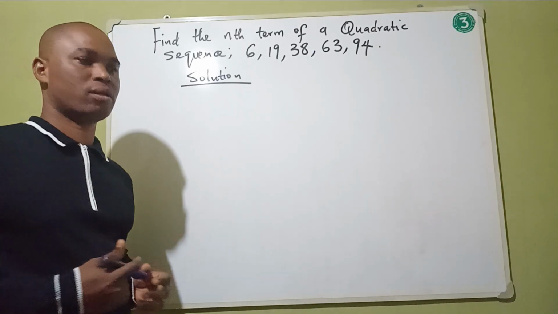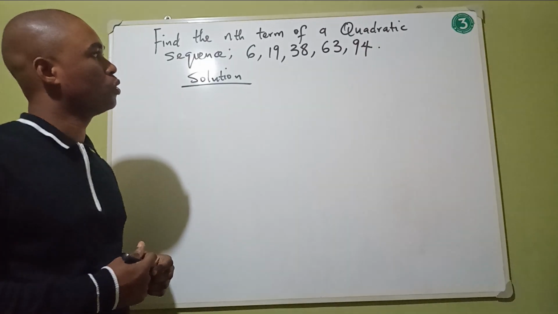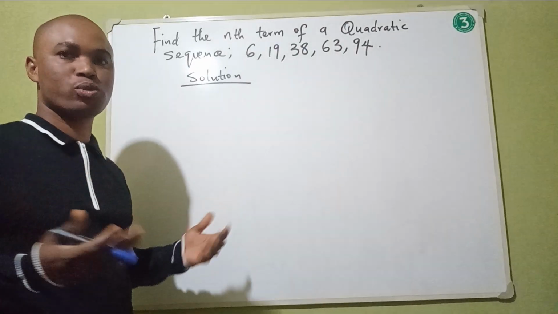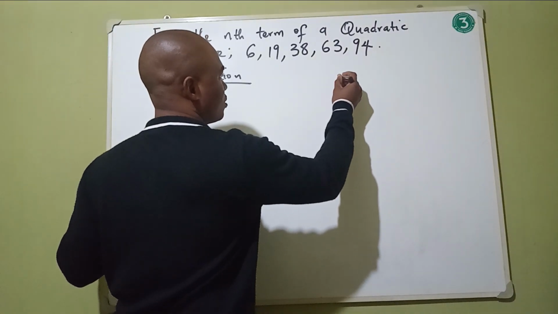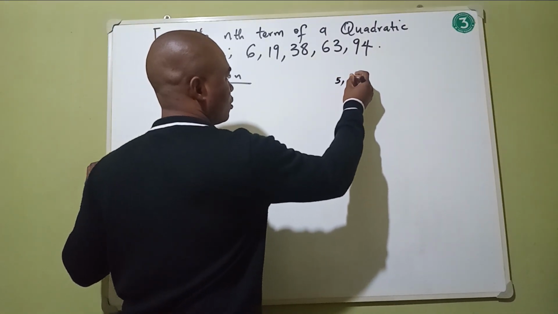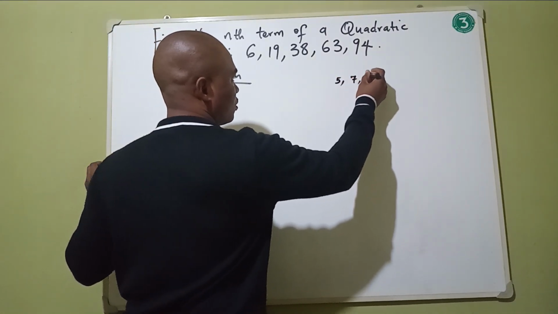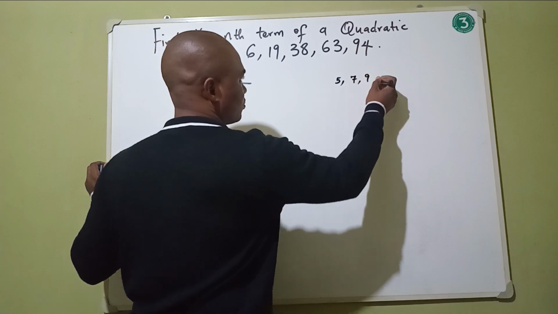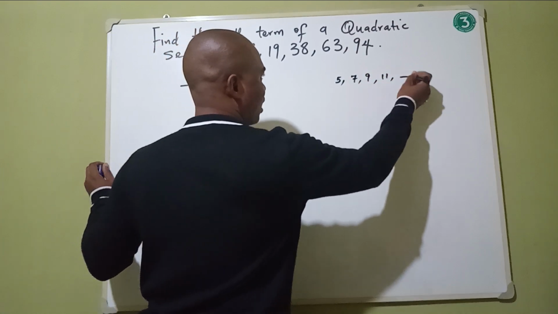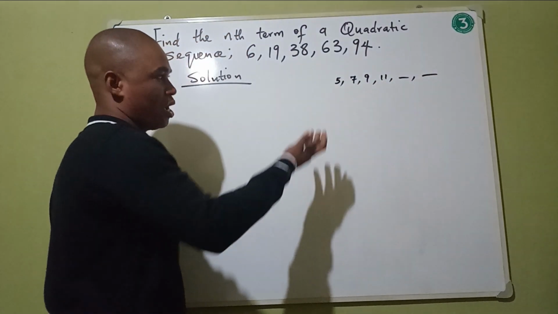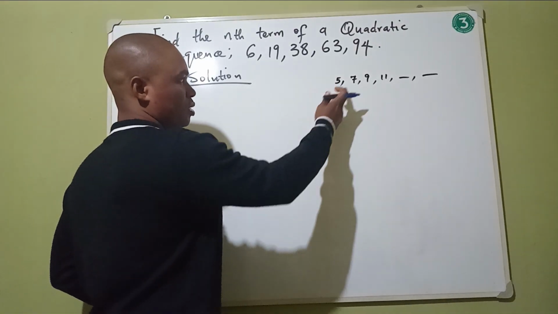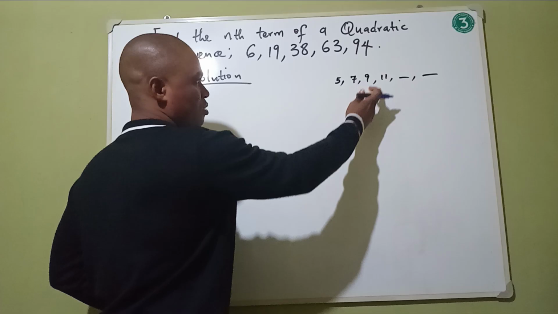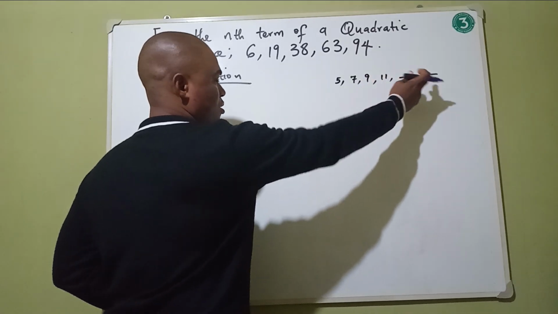Now, we have linear sequence and we also have quadratic sequence. Let me take you back to when we were in maybe primary school. We used to be given this type of questions, maybe 5, 7, 9, 11, and you'll be asked to find this. This is the first term, this is the second term, this is the third term, this is the fourth term, fifth term, sixth term, like that.